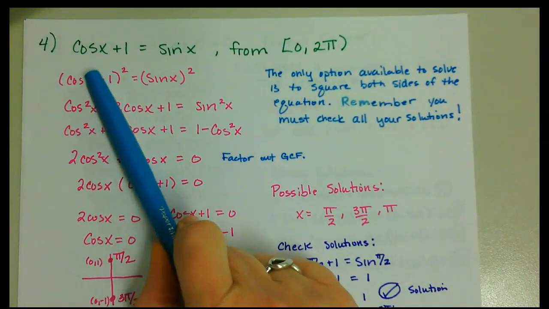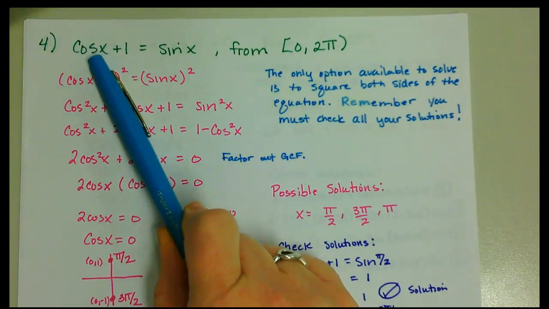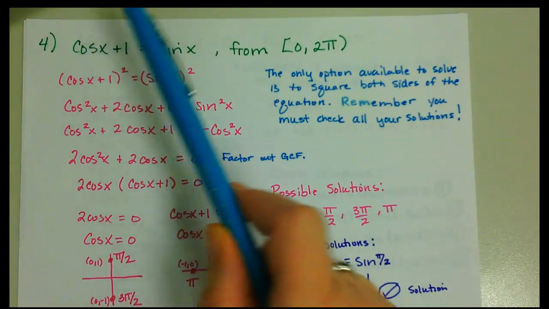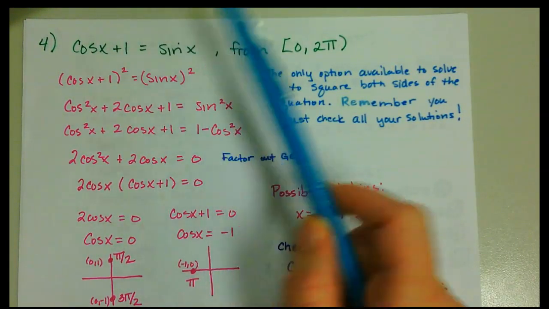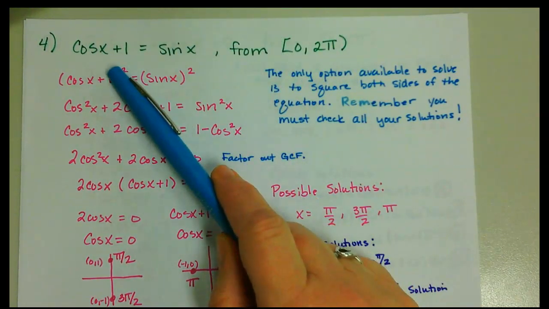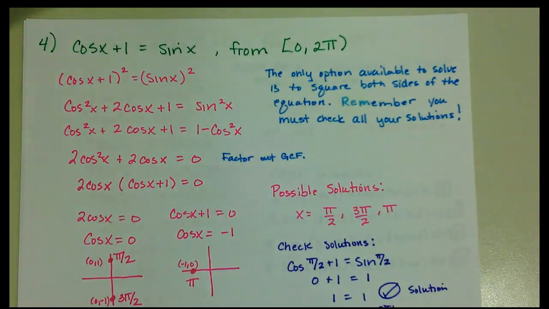I don't have an identity. Contrary to popular belief, 1 plus sine x is not cosine x. It is not a Pythagorean triplet because there is no power here. I have 2 different trig functions. I can isolate this one and then that's not isolated, or I could isolate this one and that's not isolated. So really the only other thing that I can do is square both sides.